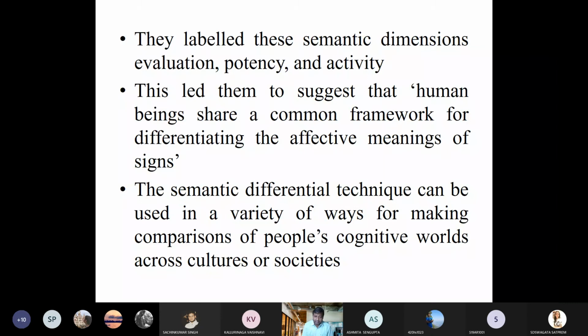The semantic differential technique can be used in a variety of ways for making comparisons of people's cognitive worlds across cultures and societies. It means that if you are measuring people's cognitive perceptions and views, they should be measured in a different way.